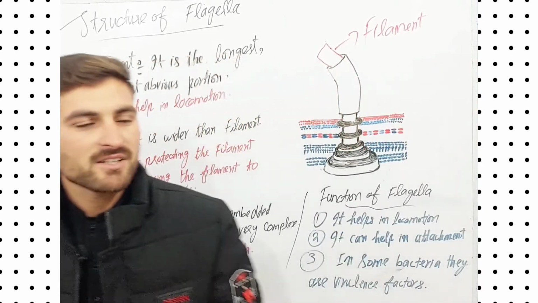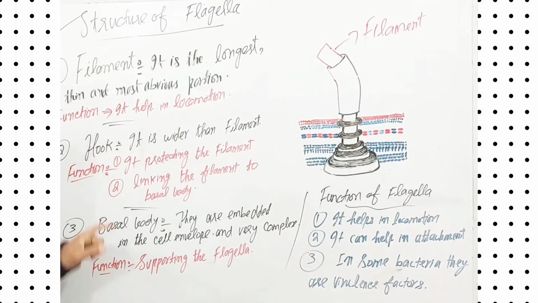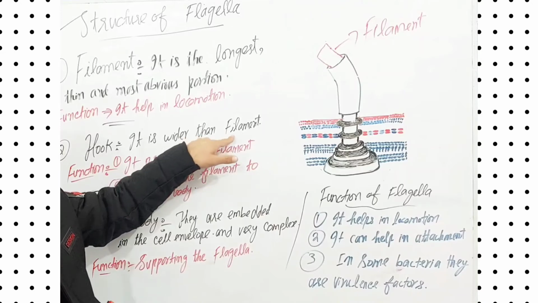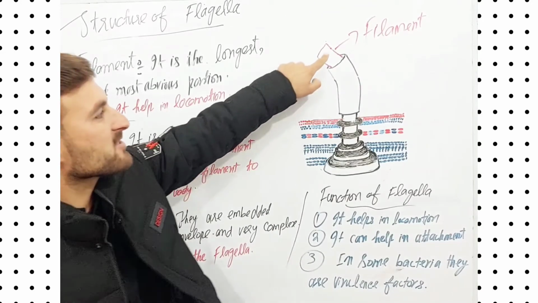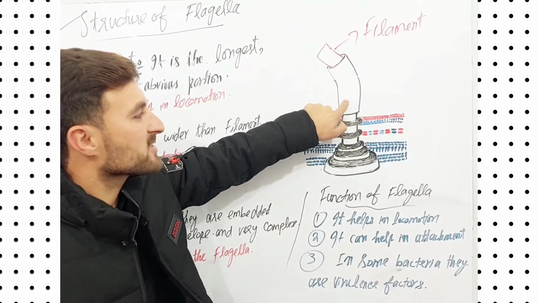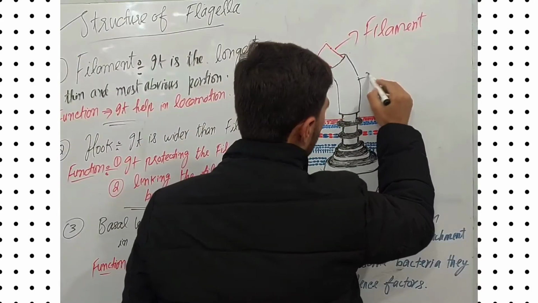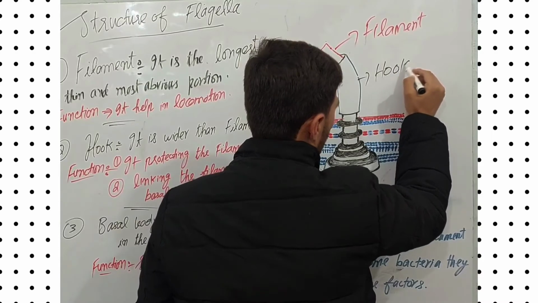After discussing the filament, now let's discuss the hook. It is wider than the filament. Filament is this structure and hook is this structure. Let me show it. This one is hook.